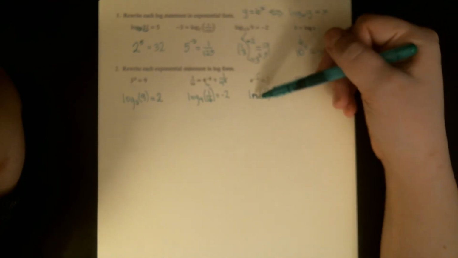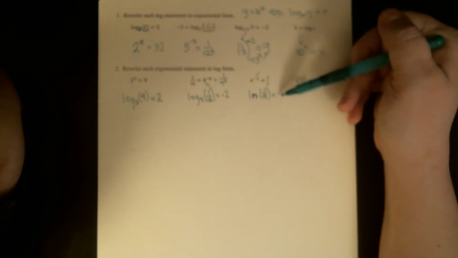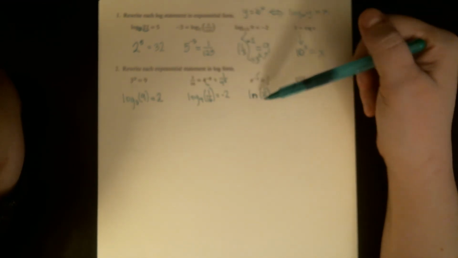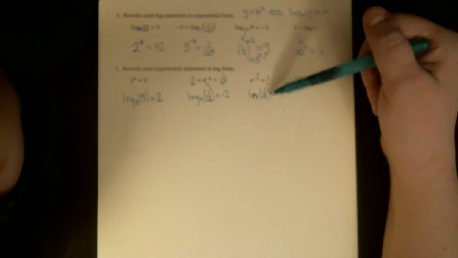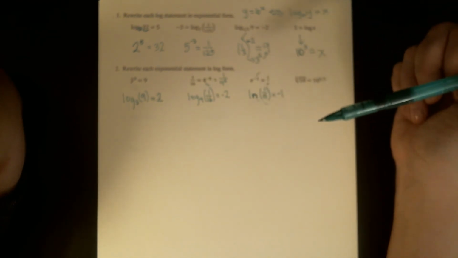So here, when I read this log, if I didn't have the answer, this would be saying what power of e will give you 1 over e? And the answer is -1. So what power of your base will give you the thing you're taking the log of?